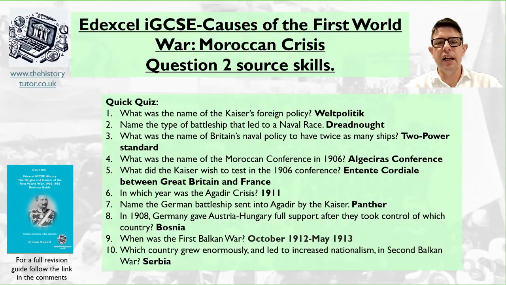Okay, so here are the answers then. What was the name of the Kaiser's foreign policy? So that was called Weltpolitik, or world policy. Might be really good to remember the German phrase and show off in the exam. And of course, the Kaiser wanted an empire. He was an emperor without an empire.